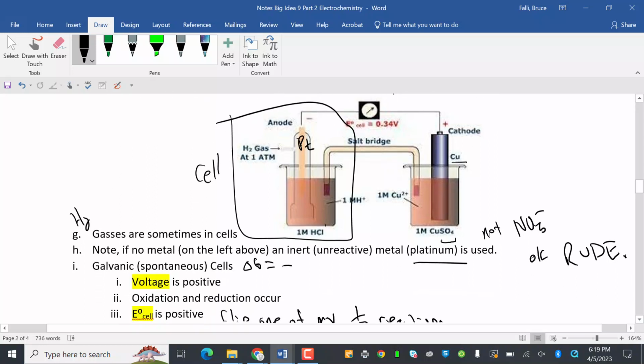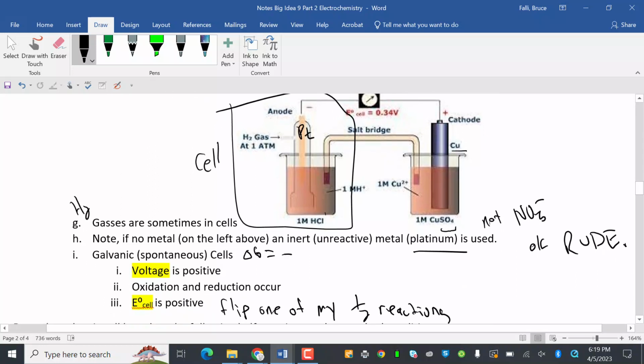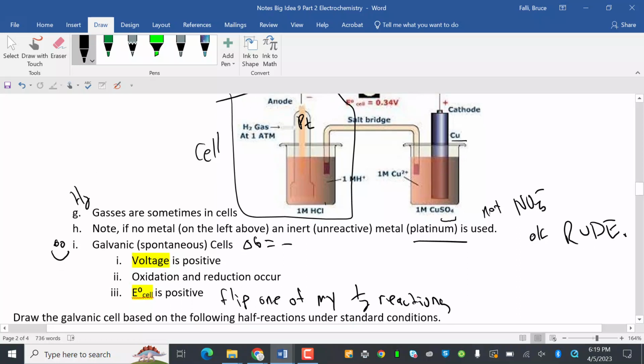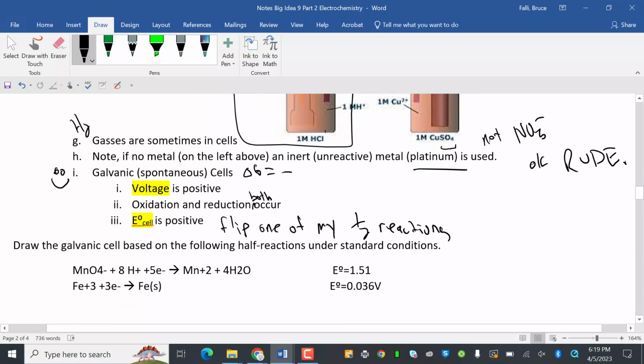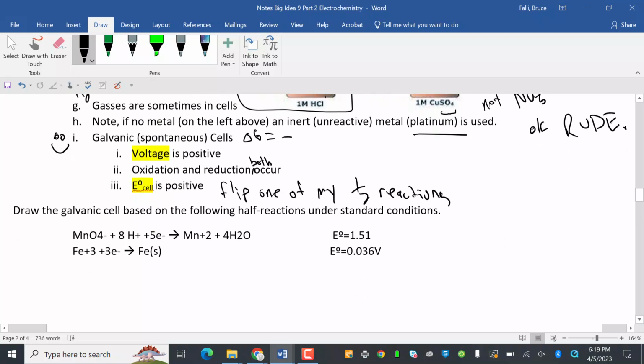Galvanic cells are spontaneous. This is the norm. Most of the things we look for are galvanic. If it doesn't say it's galvanic, this means your voltage is positive. Oxidation and reduction, I'm going to add the word both. Both occur. E0 cell is positive. So let's take a look at what that means to be galvanic.